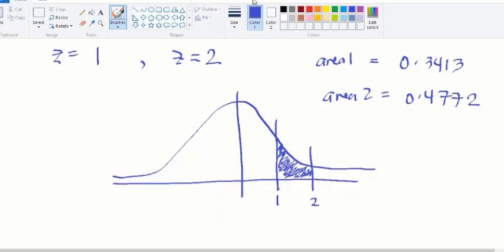The area of 2.0 is 0.4772. Okay. So, what we got, this area is 0.3413 and this is 0.4772. But we only want to get this part, right? So, how are we going to do that? We just subtract: the area will be 0.4772 minus 0.3413.